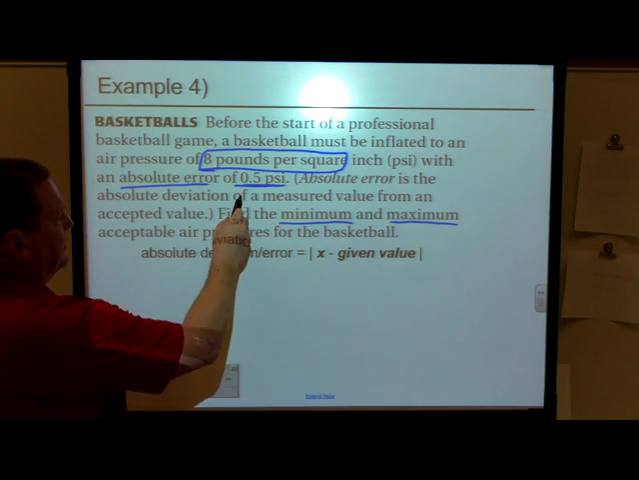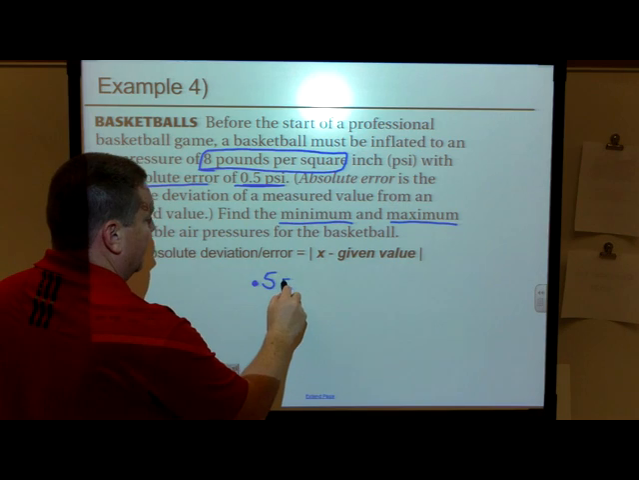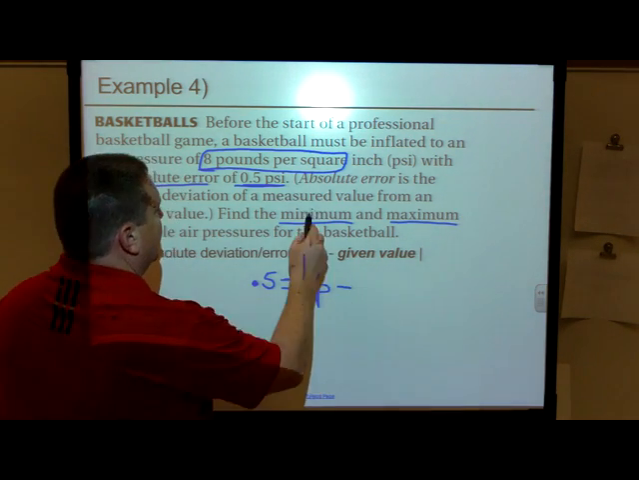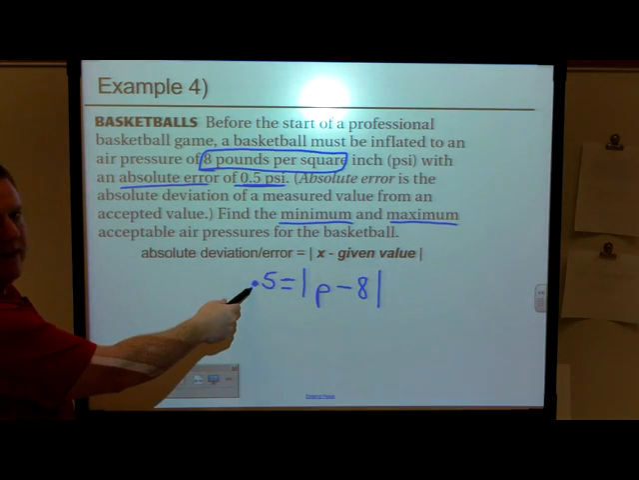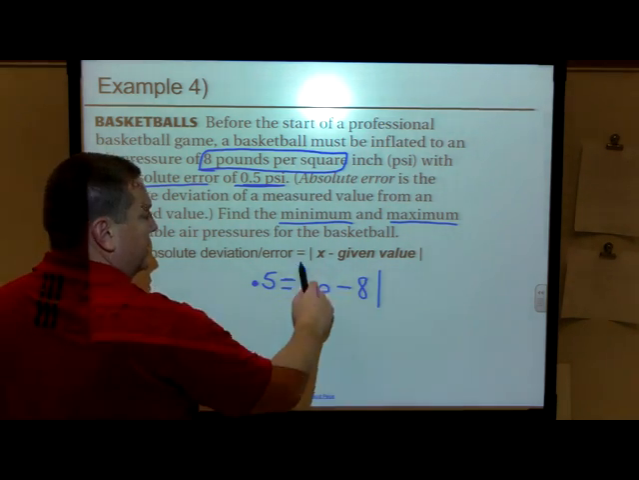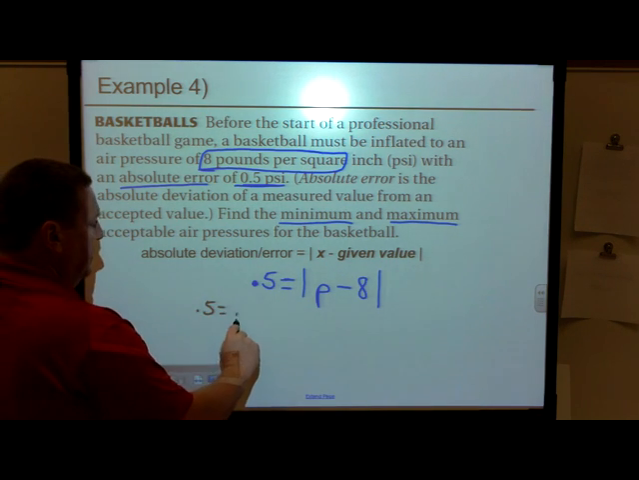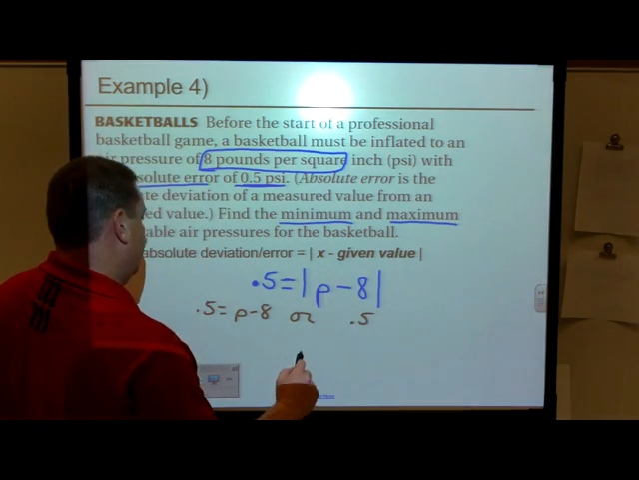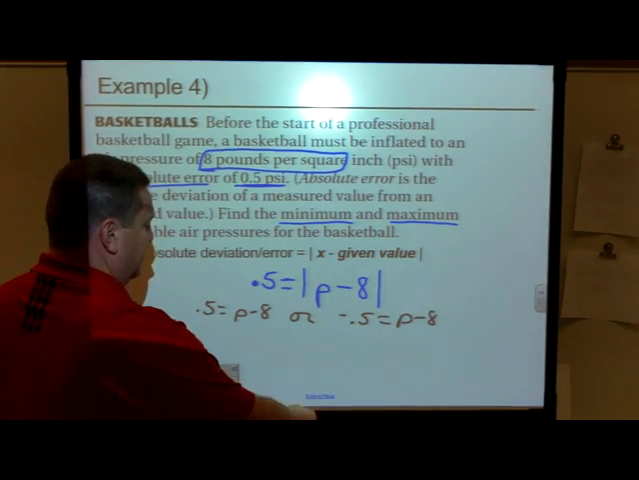Absolute deviation or error, in this case, is 0.5. So 0.5 is going to equal, and in place of x, I'm going to put p because I'm talking about air pressure, and minus my given value of 8 pounds. So it's got to be within 0.5 psi of an 8 pound pressure. So since my absolute value has been isolated already, I'm going to solve this as 0.5 is equal to p minus 8, or negative 0.5 is equal to p minus 8. And then I'm going to solve them both.